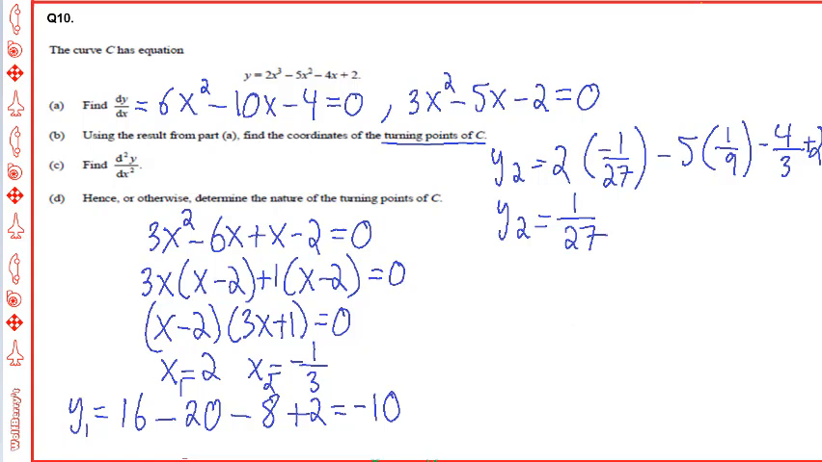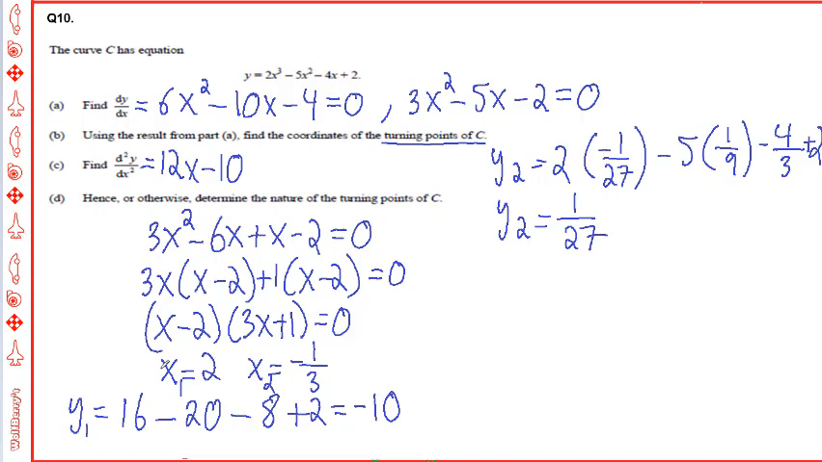Now, it says in this part here, find the second derivative, so differentiate that again. So the second derivative is equal to, multiply that by that, 12x minus 10. And then it says, determine the nature of the stationary points, or the turning points, so maxima and minima. All we do is take our x values, plug it into there. If it's positive, it's minima. If it's negative, it's maxima.